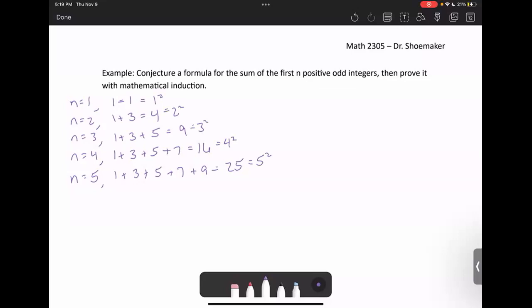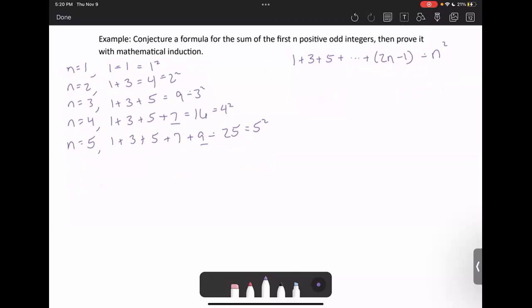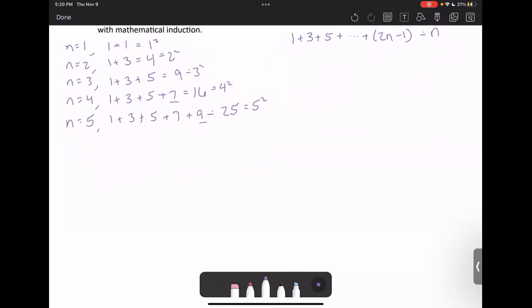So the way that we can state this is that we have 1 plus 3 plus 5, do enough to establish your pattern, and then plus 2n minus 1. You'll notice that this is 2 times 5 minus 1, and this is 2 times 4 minus 1. This is the way that we are going to talk about our sequence, and we are positing that it is equal to n squared. So we want to prove that this is correct using mathematical induction.